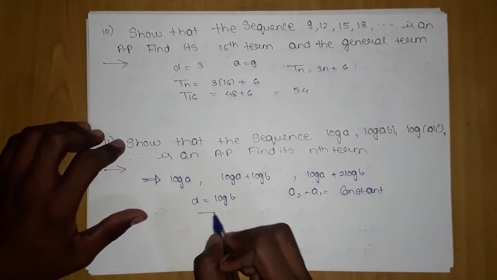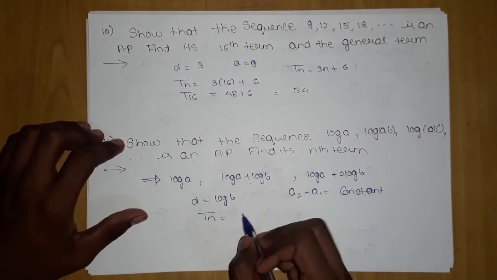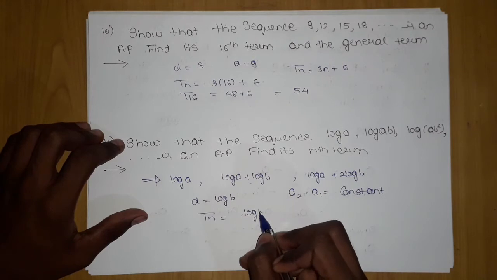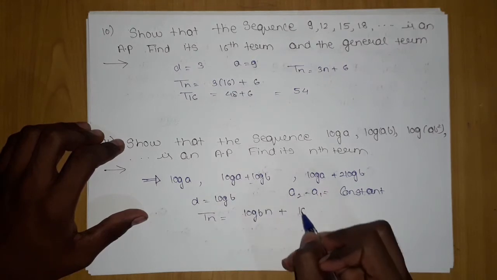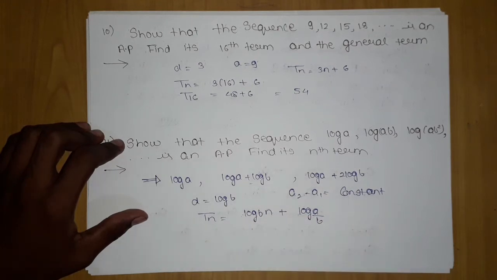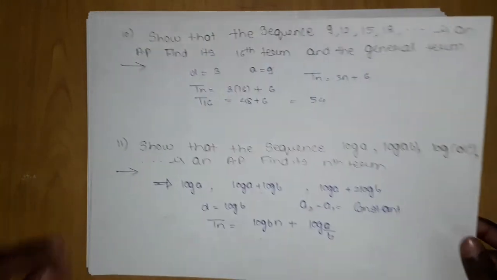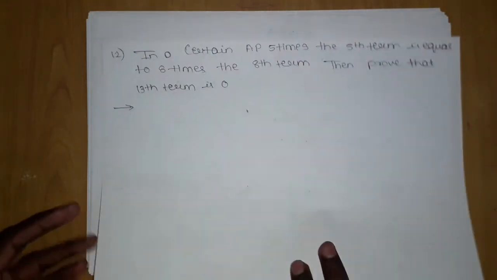Now I want to find the Tn term. Tn term is what? I got D, I got the first term, which is log B into n plus log A minus log B, which will be log A by B. So I got my general term. You can further simplify it depending on how you like, in what form the answer is given. So we are done with these two questions, 10th and 11th. Now let's see question number 12.